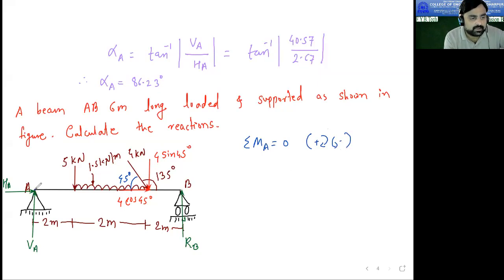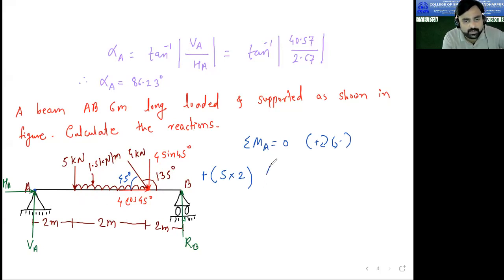Now here we are taking the moment at point A. So first force is 5 kN. So it is 5 into 2, rotating in clockwise direction, so positive. Next is this UDL. This UDL is of 1.5 kN per meter, that is a rectangular load, and its length is 2 meter. Okay, so first of all, we need to convert this UDL into the point load.